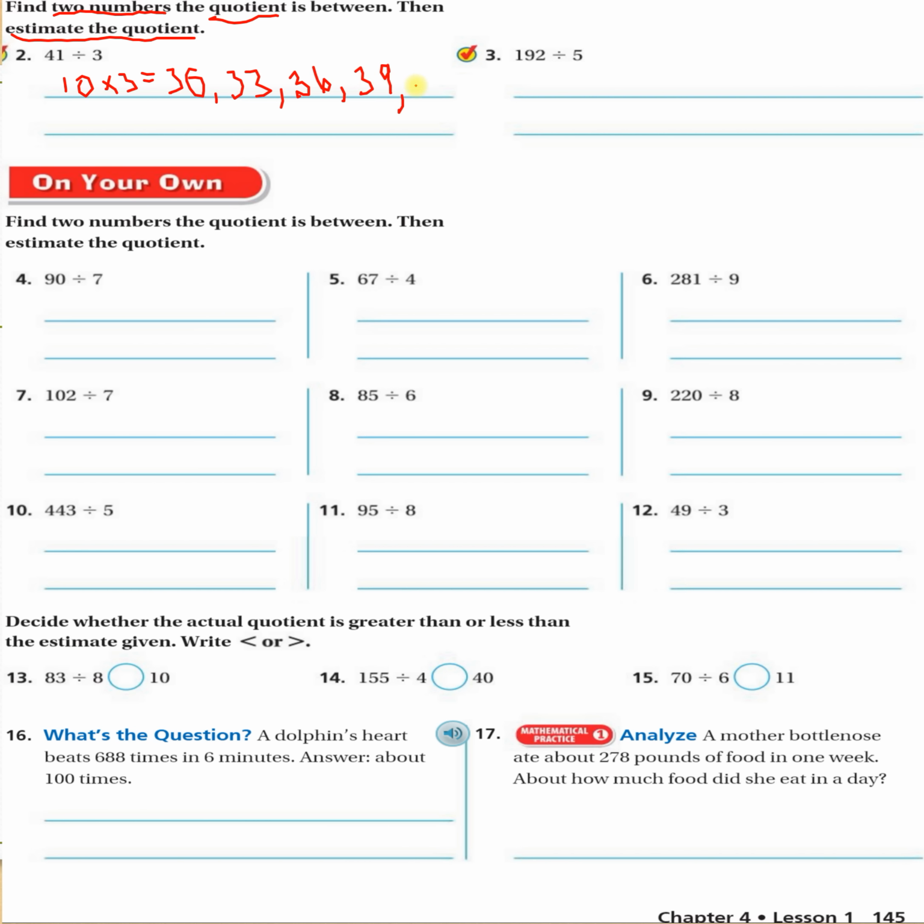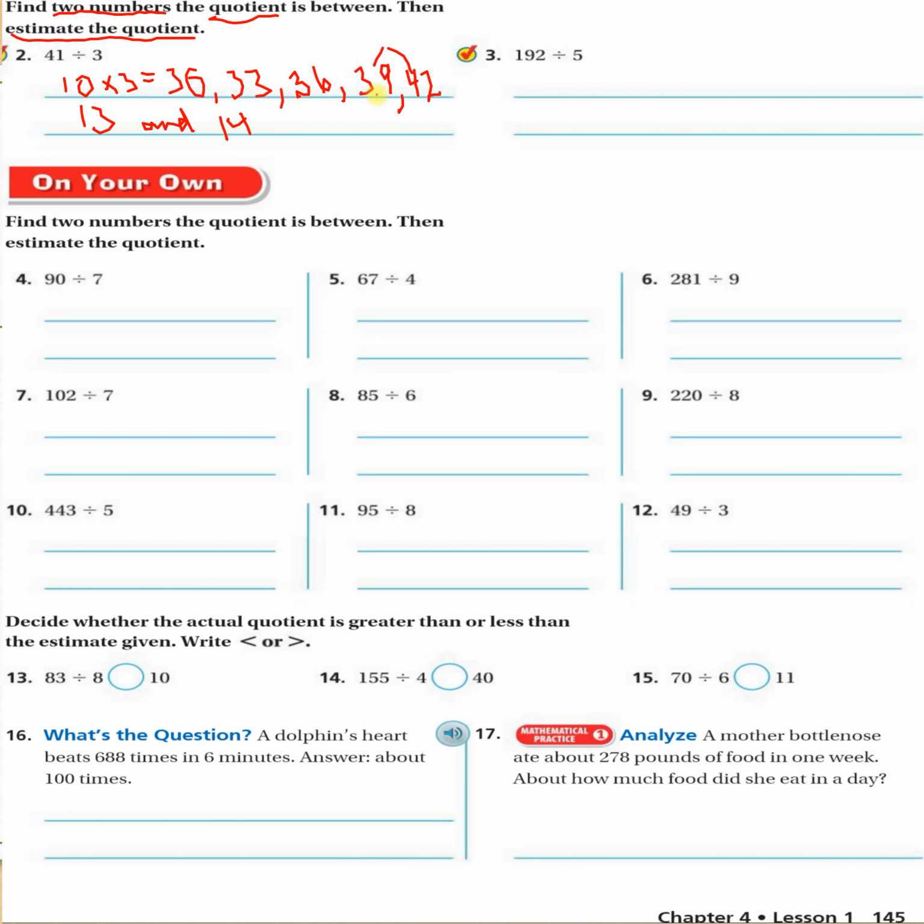39, and 42. Okay, so now I'm between 41. I have 39 and 42. So those are my two numbers. Remember the directions said find two numbers the quotient is between. So I know my quotient is going to be between, 10, this would be the 11th, 12th, 13, and 14. So 13 and 14 threes. So my quotient is going to be between 13 and 14.